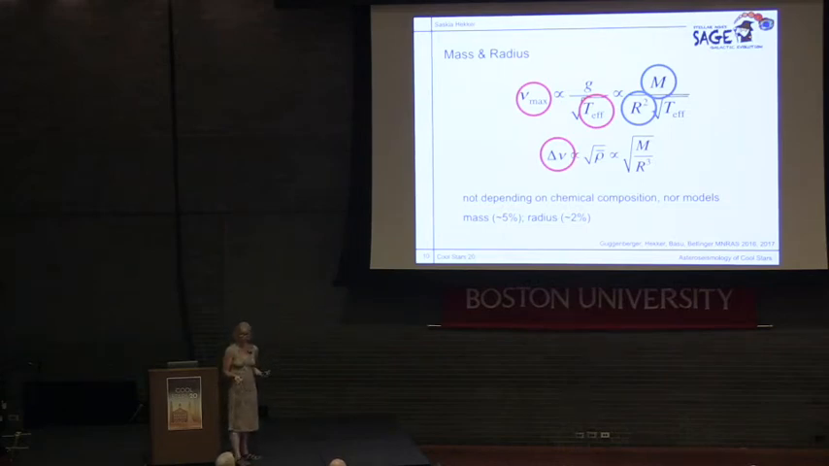We can get the effective temperature, say, from spectroscopy, and then we can get mass and radius out immediately. You can see that this formulation does not depend on any chemical composition, which may give us some deviations, and it also does not depend on any stellar models. And we get masses and radii to roughly 5% and 2%. So it's not super accurate, but I think it's doing a marvelous job.